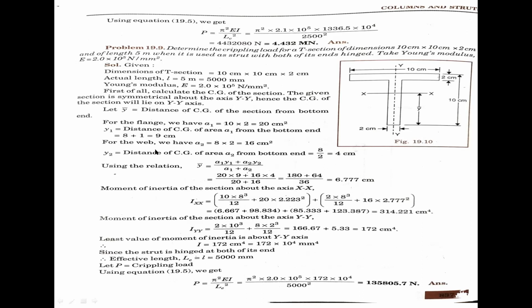For the web, we have A2 equals 8 into 2, that is equal to 16 centimeters square. Now for y2, we calculate the distance of the CG of area A2 from the bottom: 8 by 2, that equals 4 centimeters.